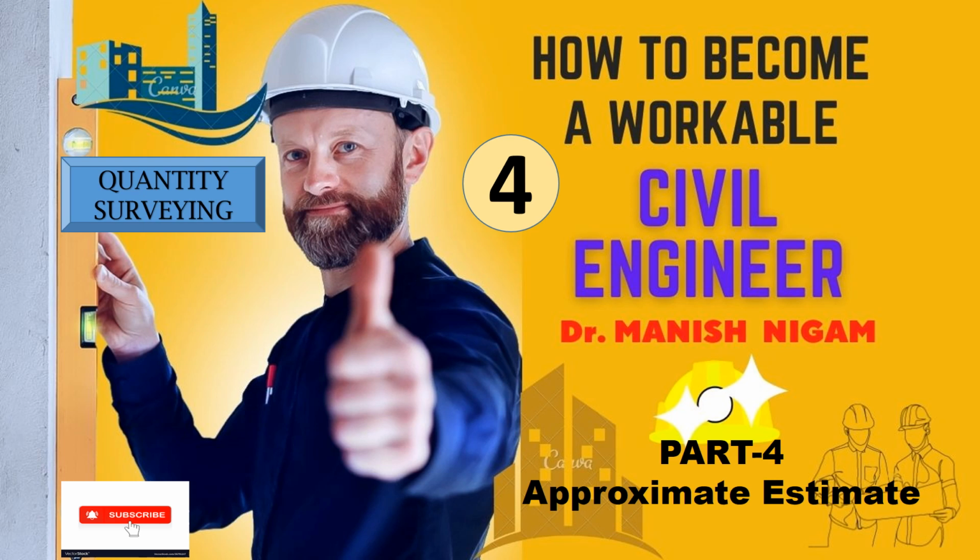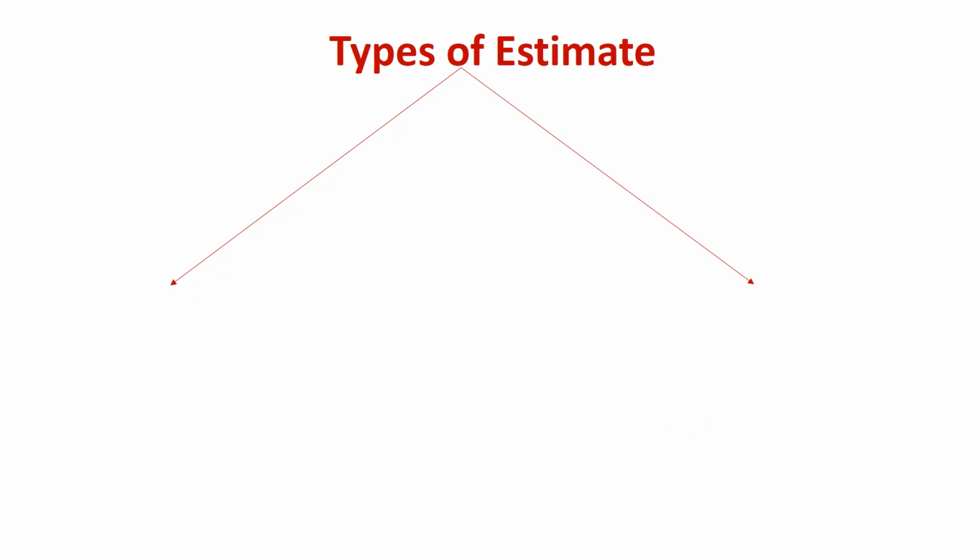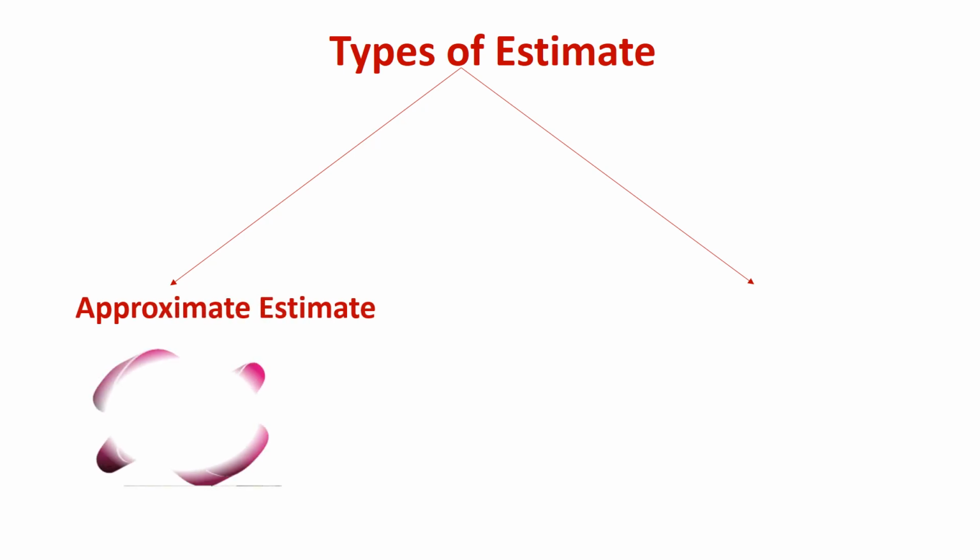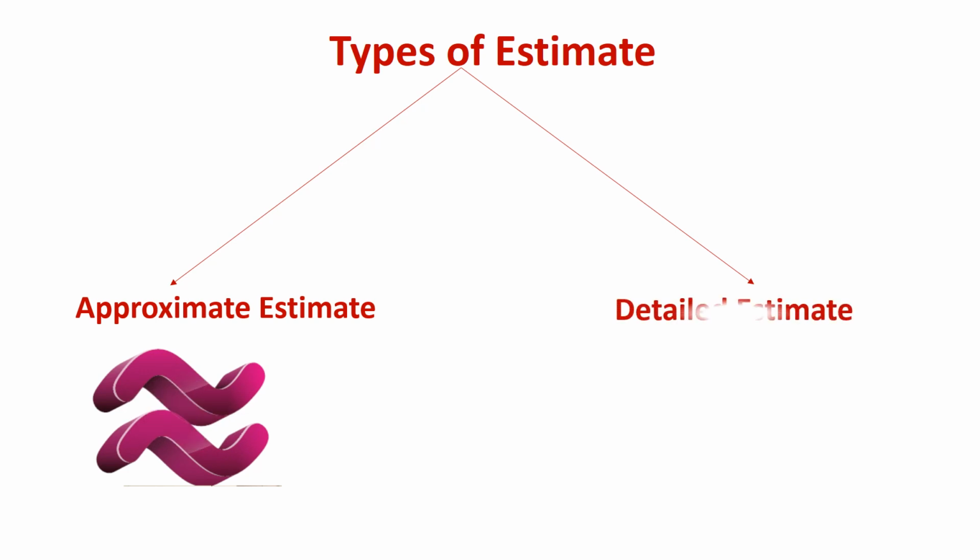So now, in continuation of the quantity surveying series, today we will discuss what an approximate estimate is and the method of preparing an approximate estimate. There are two types of estimate. One is the approximate estimate, and the other one is the detailed estimate.